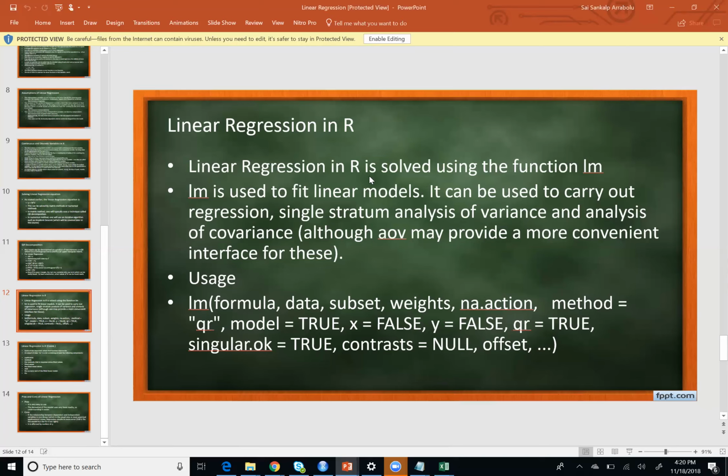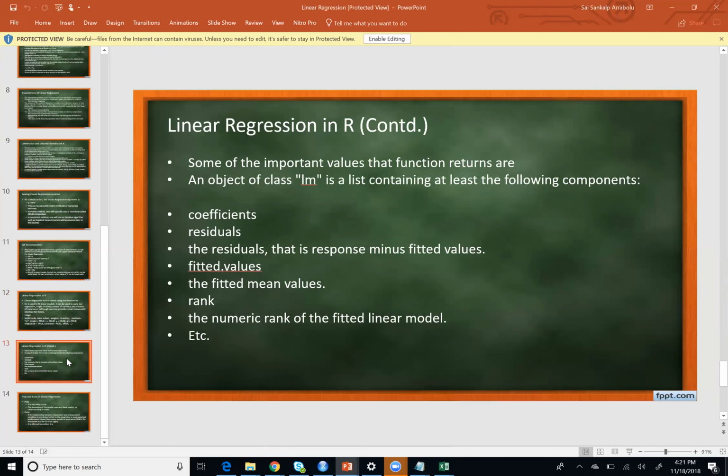So in R, linear regression is solved using the function called LM. LM is used to fit linear models. It can be used to carry out regression. What it does is an analysis of variance and analysis of covariance. The reason it does this is to find out which features are linearly independent and which features are dependent on each other. This is the usage of it, and we will do this when we actually write the code. We are going to use this particular formula. So here is the important thing, right?